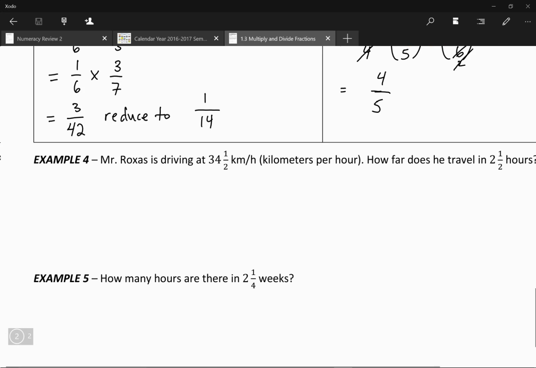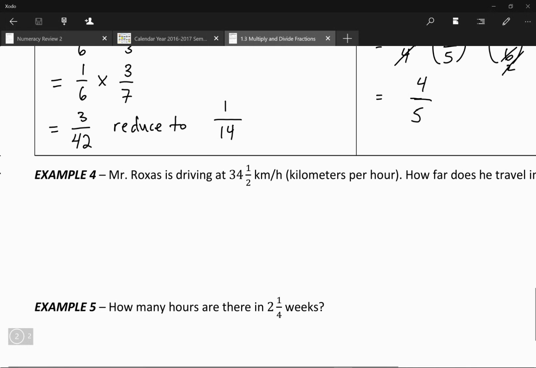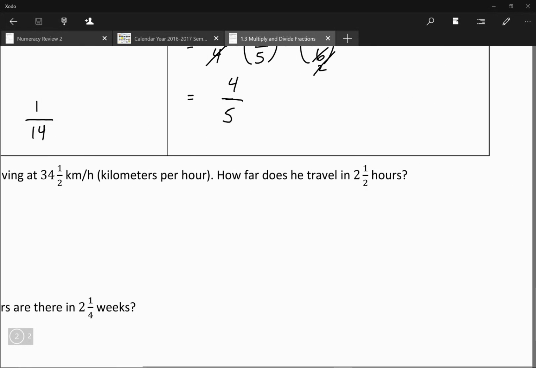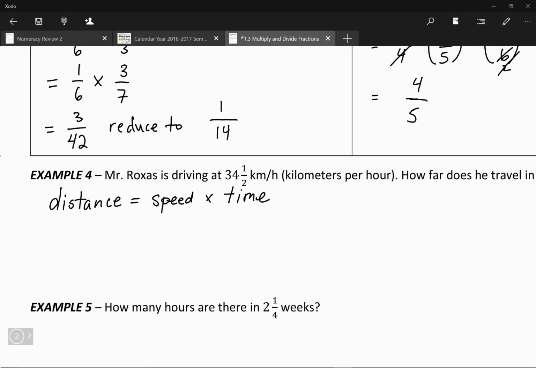Example 4 and 5. Example 4, Mr. Rojas is driving at 34.5 kilometers per hour. How far does he travel in 2.5 hours? Okay, so this one is, if you want to know how much is the distance, the distance that I travel, what is it equal to? Well, it's equal to the speed times time. Okay, so how fast you're going and how long you travel at that speed will give me the distance, right?